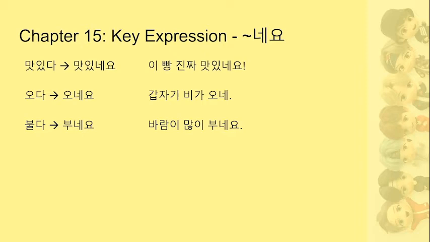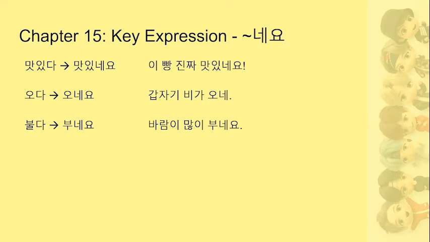And then we have the ㄹ irregular verb. So here you're going to take off 다 and also take off ㄹ. Then whatever's left of the verb stem, you just add 네요 to. So for 불다, we end up with 부네요. The example sentence, 바람이 많이 부네요, which means the wind is blowing a lot.